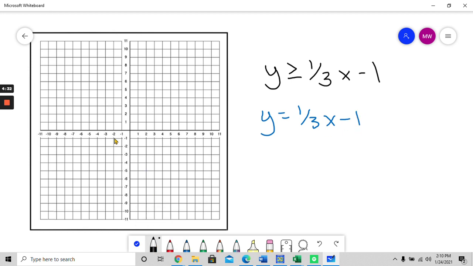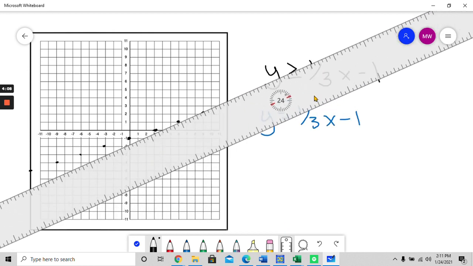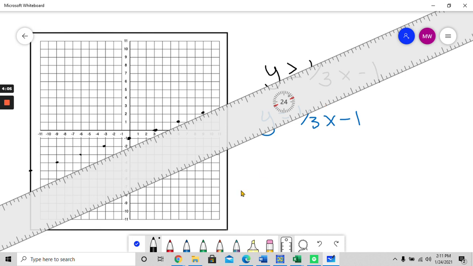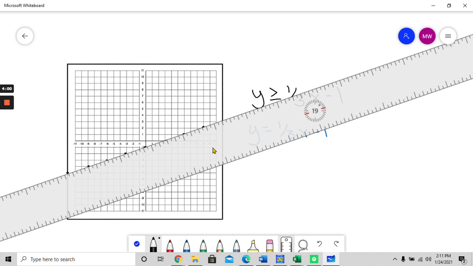So I'm going to plot my points. My y-intercept is -1. My slope is positive 1/3. So I'm going to go up 1 and over 3 throughout my graph. And I'm going to break out my ruler, and I'm going to line up my ruler to the best of my ability. I'm going to draw a line straight through.